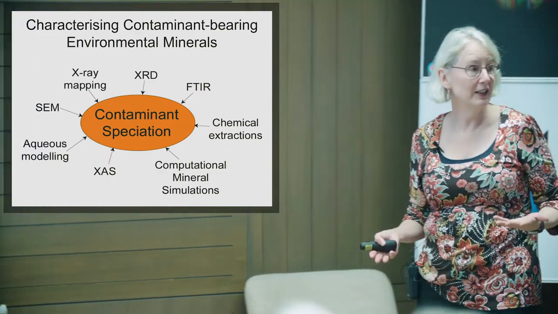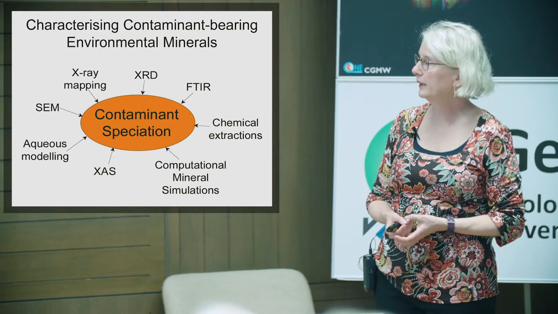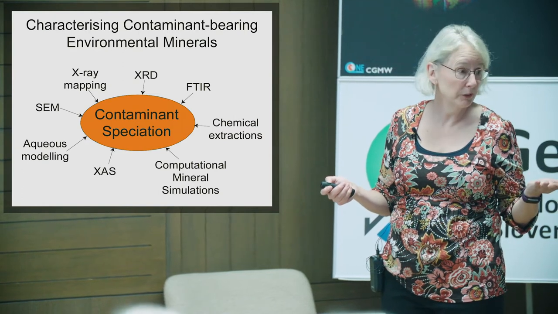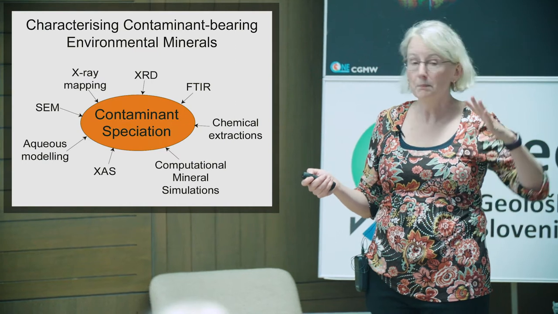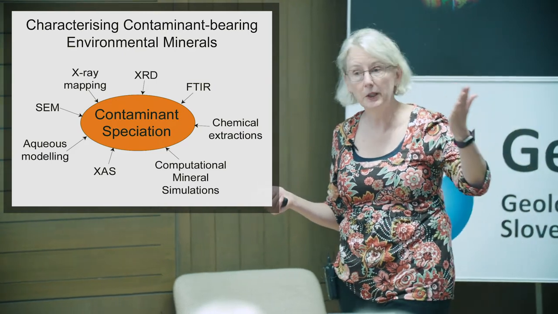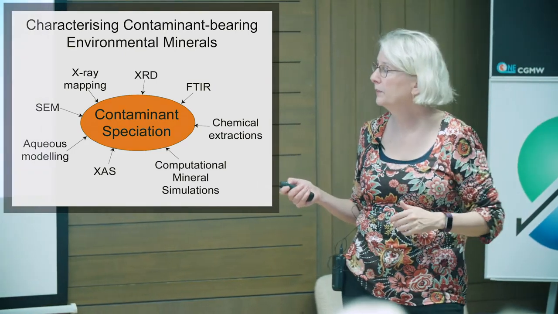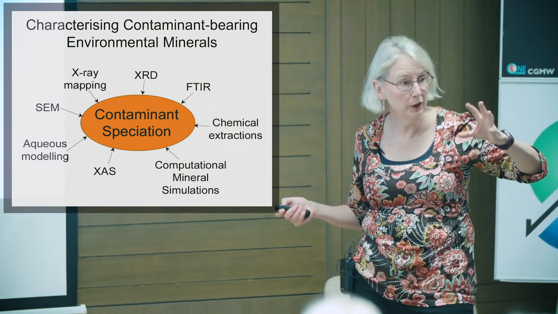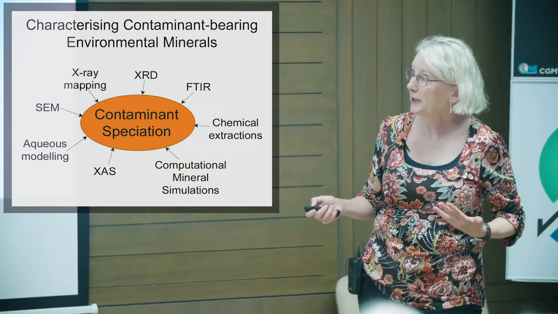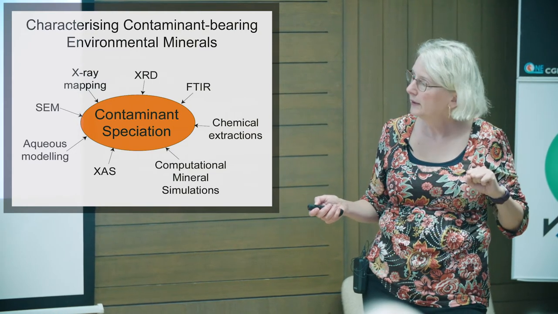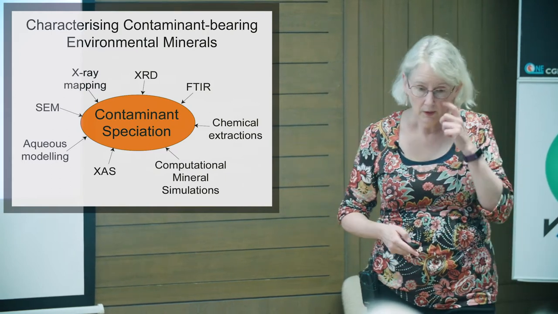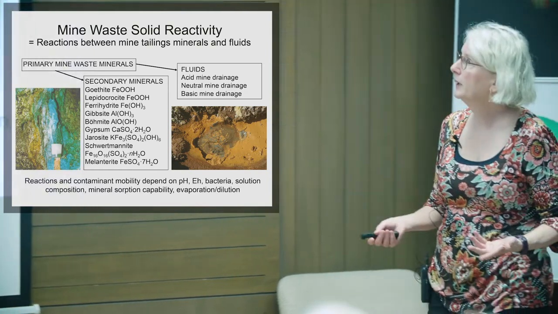To study these, I said you need lots of techniques, and these are the techniques my groups and I have used over the years. We use traditional techniques like XRD. We use scanning electron microscopy, which I know you have here. We can map the distribution of elements using X-ray mapping. We can do geochemical extractions to work out whether something is residual or extractable. We can work with chemists to simulate mineral structures in a computer and put contaminants in to see how that affects the mineral. We use X-ray absorption spectroscopy at a synchrotron, looking at the atomic level. We can model with things like PHREEQC and so on. These are just some of the techniques we can use, to give you a flavor of some of the things that we do with mine waste.